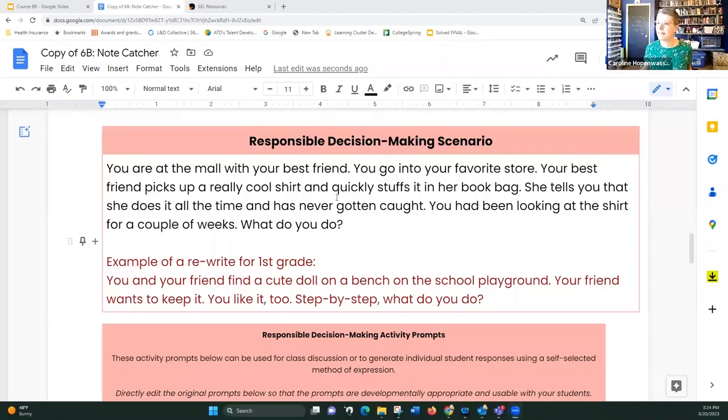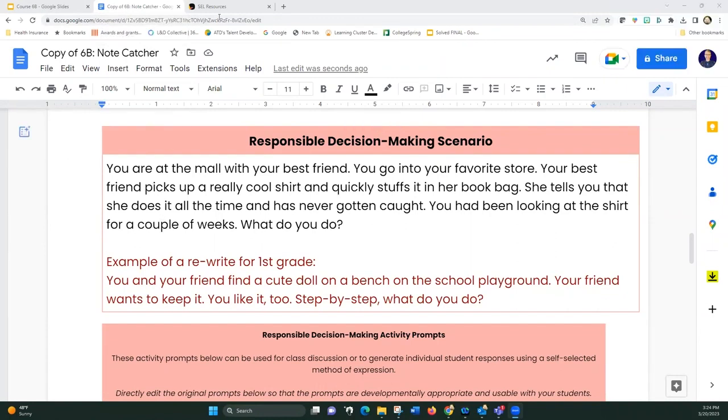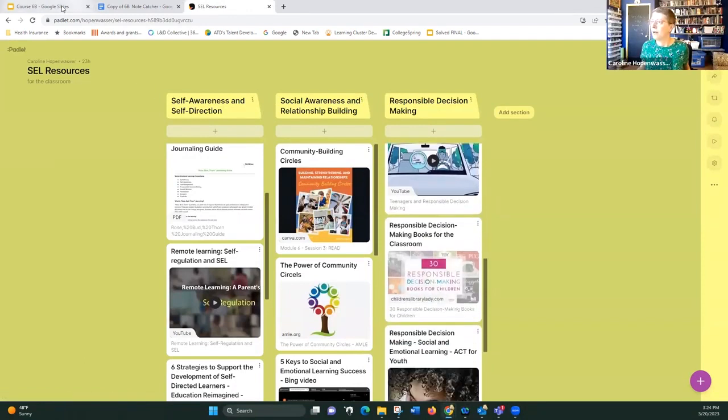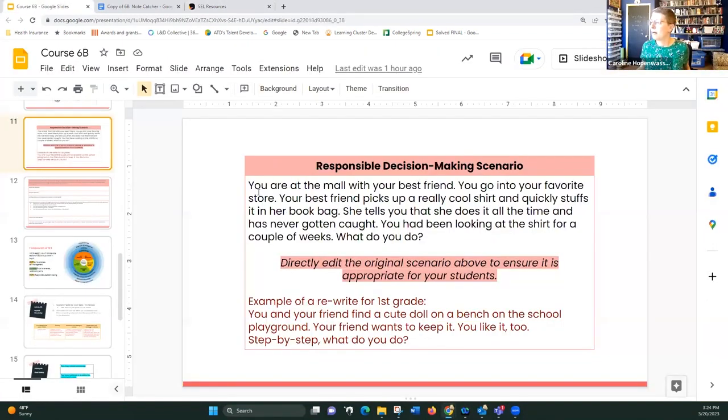All right, so you should be seeing something that says responsible decision-making scenario. This is an activity that we didn't have time to do today. You may have read more about it if you went into decision-making, but you can look at it on your note catcher, and you can also find more about it on this side of the Padlet. It is about what Mark was just talking about: students trying to make decisions and thinking they have all the information, but they don't really understand all of the context. So how do we help them start to understand context?